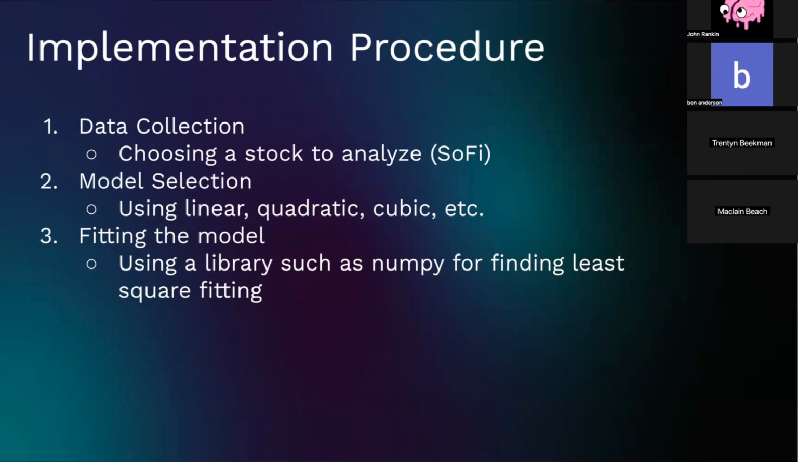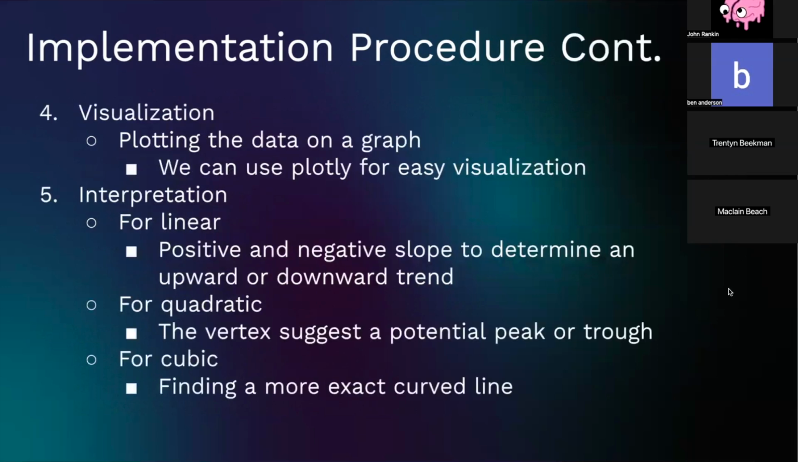For fitting the model, we just use NumPy instead of plain Python. It helped us fit the least squares the best. For visualization, we're using Plotly to visualize on a graph. And then for interpretation, for linear, a positive or negative slope determines an upward or downward trend. So just pretty basic. For quadratic, the peaks and troughs again. And then for cubic, it just fits that line even better than the quadratic.